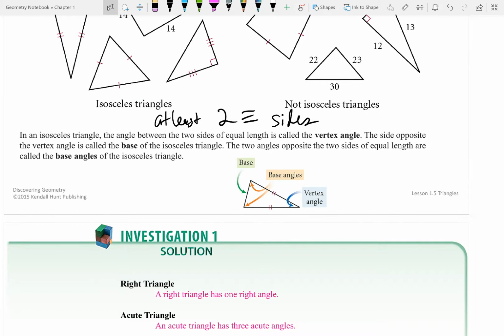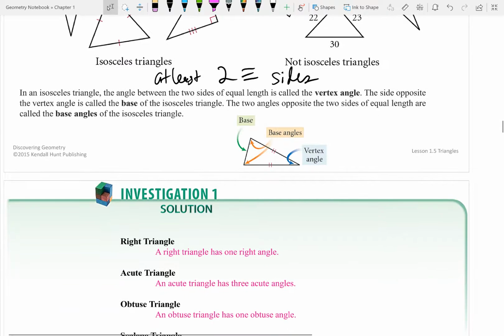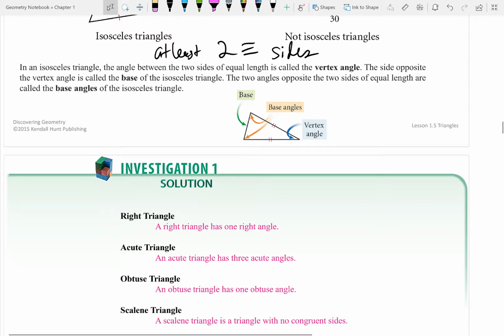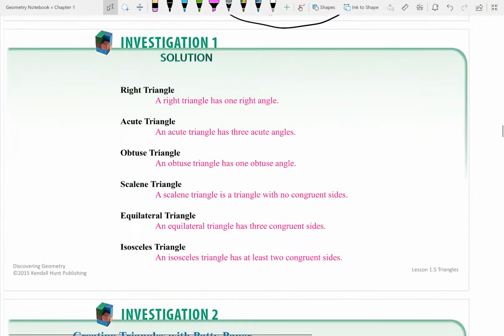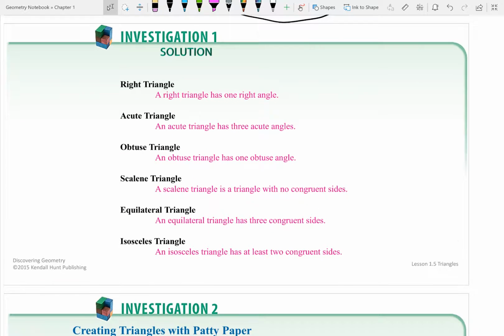Isosceles triangle, an angle between the two sides of equal length is called a vertex angle. The side opposite the vertex angle is called the base, and the two angles opposite the two sides are called the base angles. So make sure this diagram goes in your notebook, as well as all of these definitions.